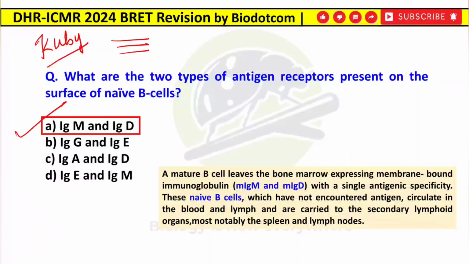Naive B cell क्या है? Naive B cells are those B cells which have not yet encountered any type of antigen. So उनके सरफेस पे जो प्रेजेंट होता है एंटीजन रिसेप्टर, that is for the IgM and IgD.